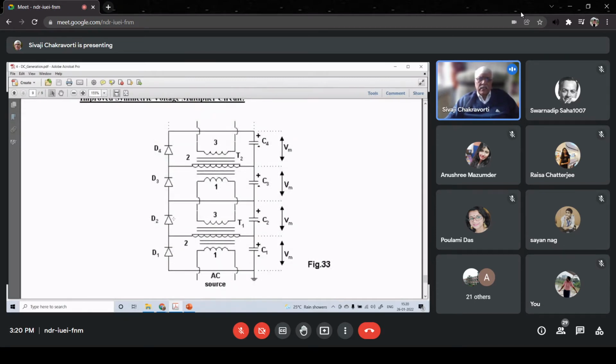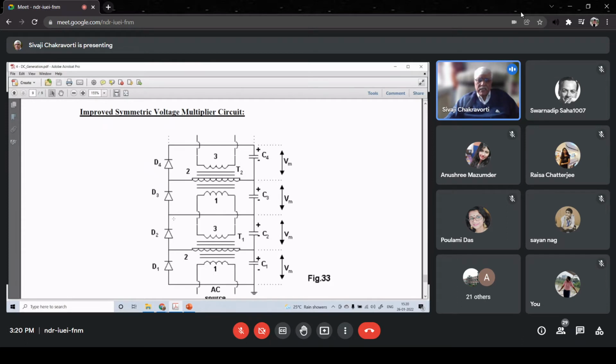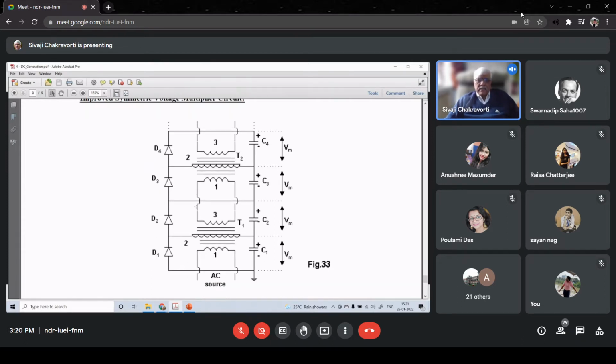This is called the improved symmetric voltage multiplier circuit. So what is being done here, you see, is more similar to our cascade connection. The primary low voltage AC source is connected to the primary of T1. In this case, both the transformers are not two-winding transformers, but three-winding transformers. That means there is a tertiary winding in addition to primary and secondary.